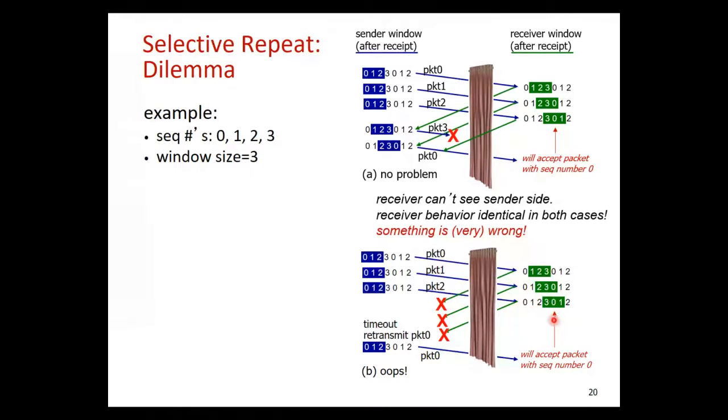But as far as the receiver is concerned, there's no difference between these 2 cases. The receiver receives packet 0, 1, 2, sends back ACK of 0, ACK of 1, ACK of 2, right? In both cases. Now, when it receives this packet 0, it will accept it as a new packet. It will not know that this is a duplicate because there was no difference between the 2 scenarios, right? It will accept the packet with sequence number 0 as a new packet. So obviously there's something wrong here. We have an incorrect behavior of the protocol because we have duplication.